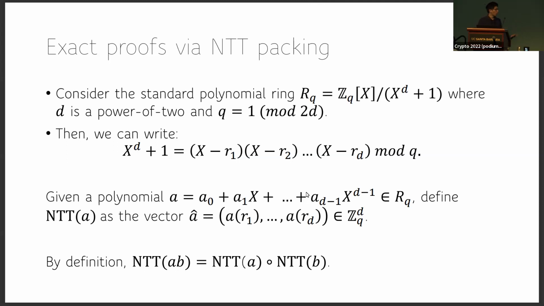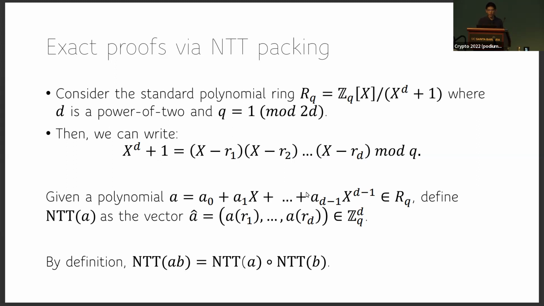So we have a few nice properties of the NTT. The first one is pretty simple: NTT of a plus b is equal to NTT of a plus NTT of b. The second one, slightly more interesting, is that NTT of a times b over R_q is equal to NTT of a component-wise product NTT of b. So the main strength of using the NTT packing technique is that we can efficiently prove that coefficients of a vector lie in some specified, fixed range.